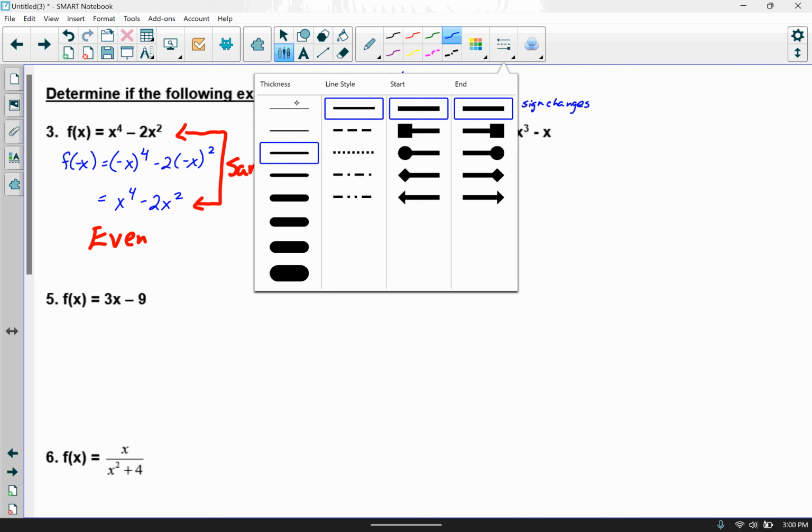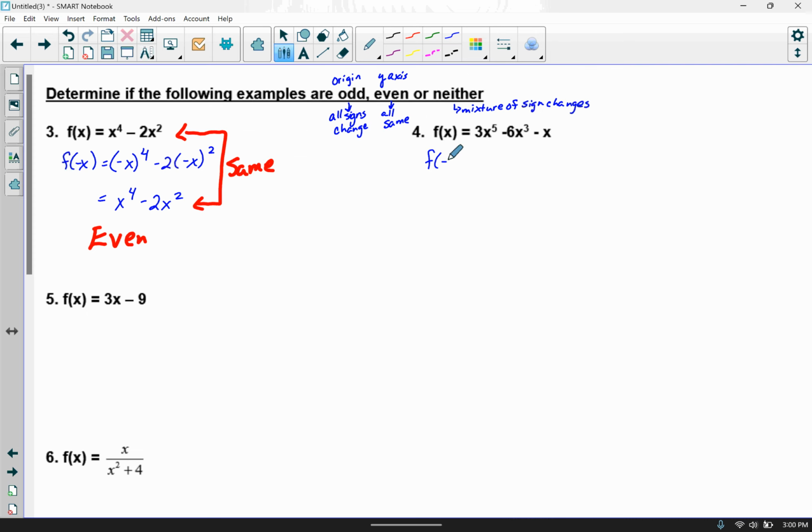All right, let's come over to number 4. Let's find f of negative x. Everywhere I see an x, I'm plugging negative x. So 3 times negative x to the 5th minus 6 times negative x cubed minus negative x. All right, a negative raised to an odd power comes out positive or negative? We agree that would be negative. So negative times positive, so that would be negative 3x to the 5th. Negative raised to an odd power is going to come out negative times a negative, so positive 6x cubed. 2 negatives side by side turn into a positive.